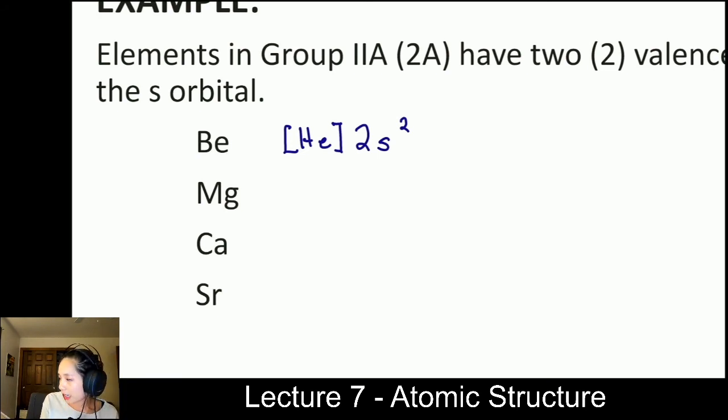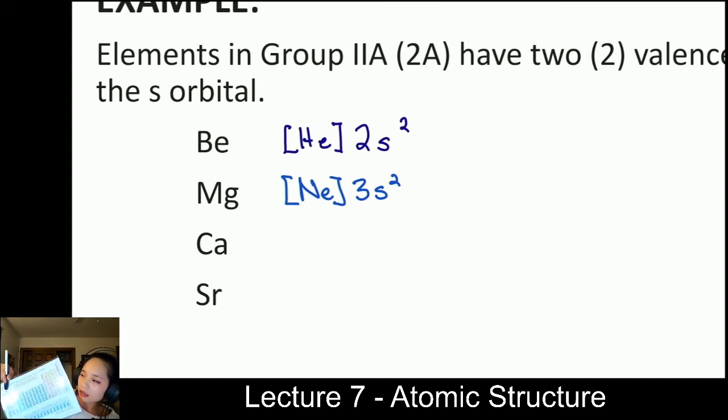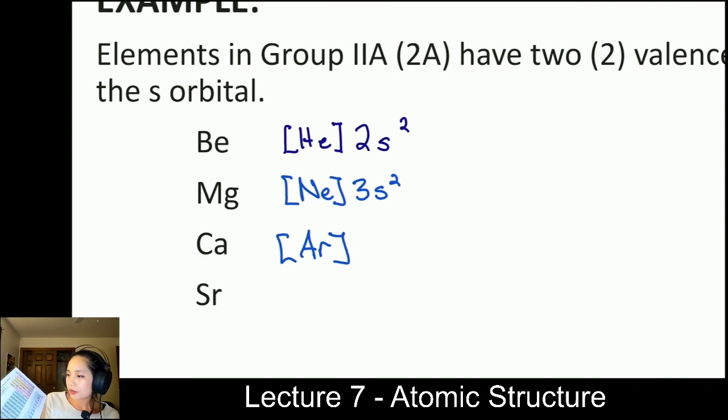So next up is magnesium. I could write a shortcut way. Start with a neon core that gives us 10 electrons, and then 3s2, because magnesium is the second element into our third period. Next is calcium. So my shortcut is argon. I'm going to start at argon to potassium, then calcium. So that's 2 elements into the 4s. And then finally strontium. My shortcut is krypton and 5s2.